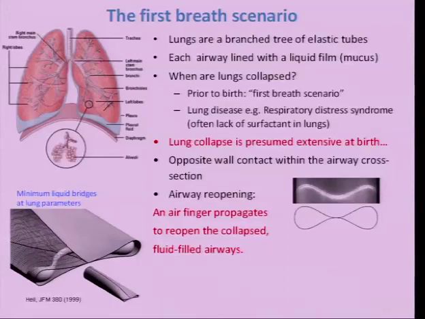And the question then, if you have a baby that's just been born, the baby takes its first breath, a big breath of air. What happens? How does the baby manage to breathe? How does it manage to initiate the gas exchange that takes place right at the bottom of the lungs in the alveoles? For that, you need this air to be able to propagate all the way down the branch tree of elastic tubes that are all clogged up with liquid, reopen these tubes, and eventually initiate the gas exchange. So how does that happen?